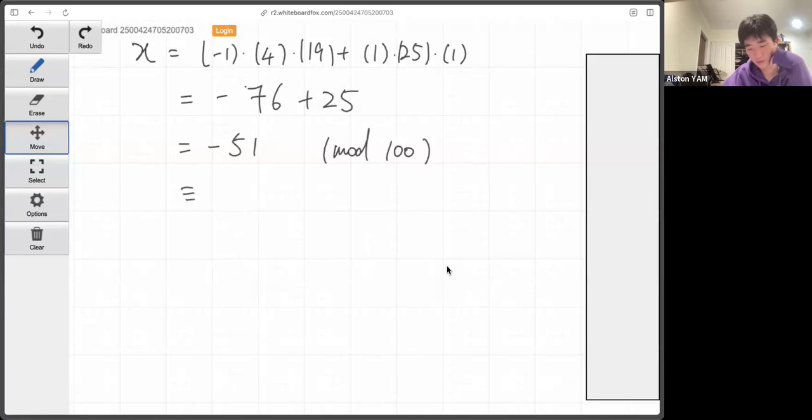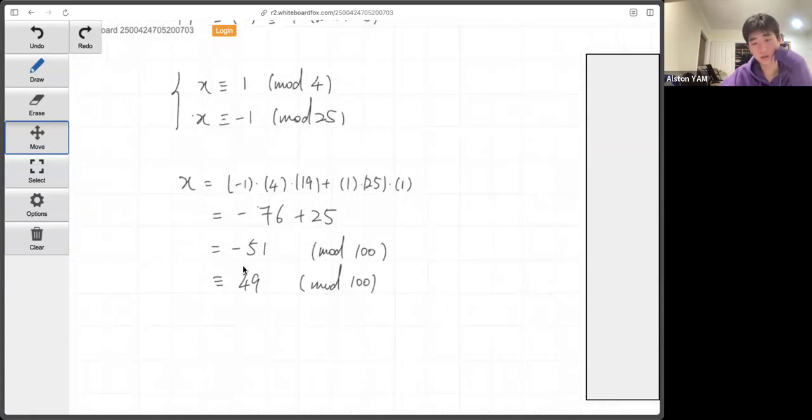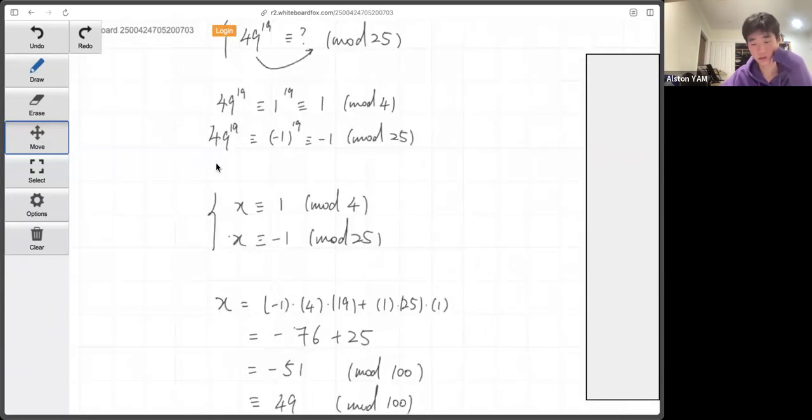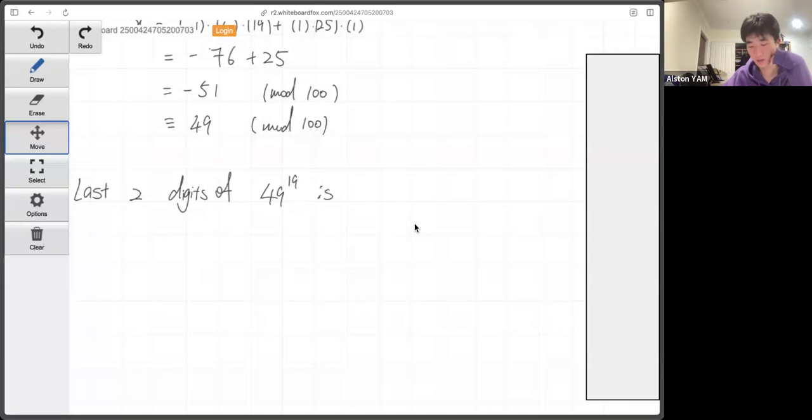And that will be congruent to 49 under mod 100. So what we have here is that the last two digits of x will be 49, and x is congruent to 49 to the 19 under mod 100. So the last two digits of 49 to the 19 is 49. Okay.